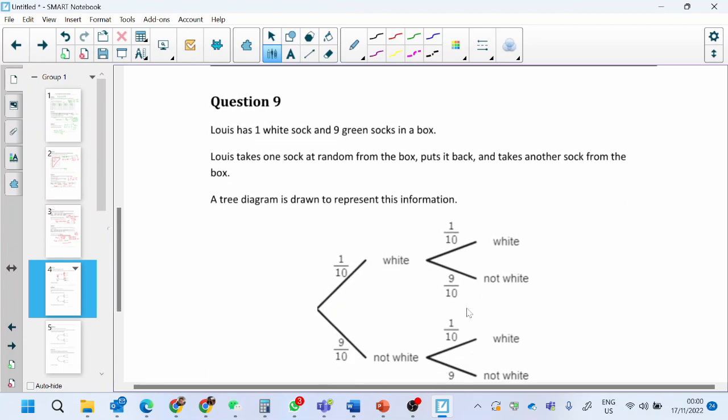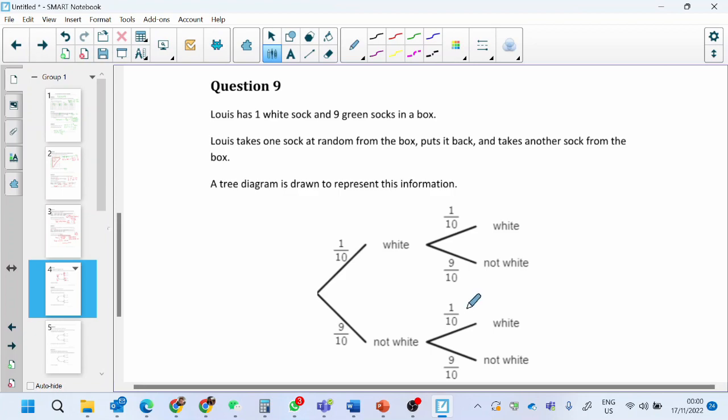In question number 9, it says Lois has one white sock and 9 green socks in a box. So the probability of white has been given as 1 out of 10 because the total is 10, and not white is 9 out of 10, because 1 is white and 9 are green. So not white means green, which is 9 out of 10.